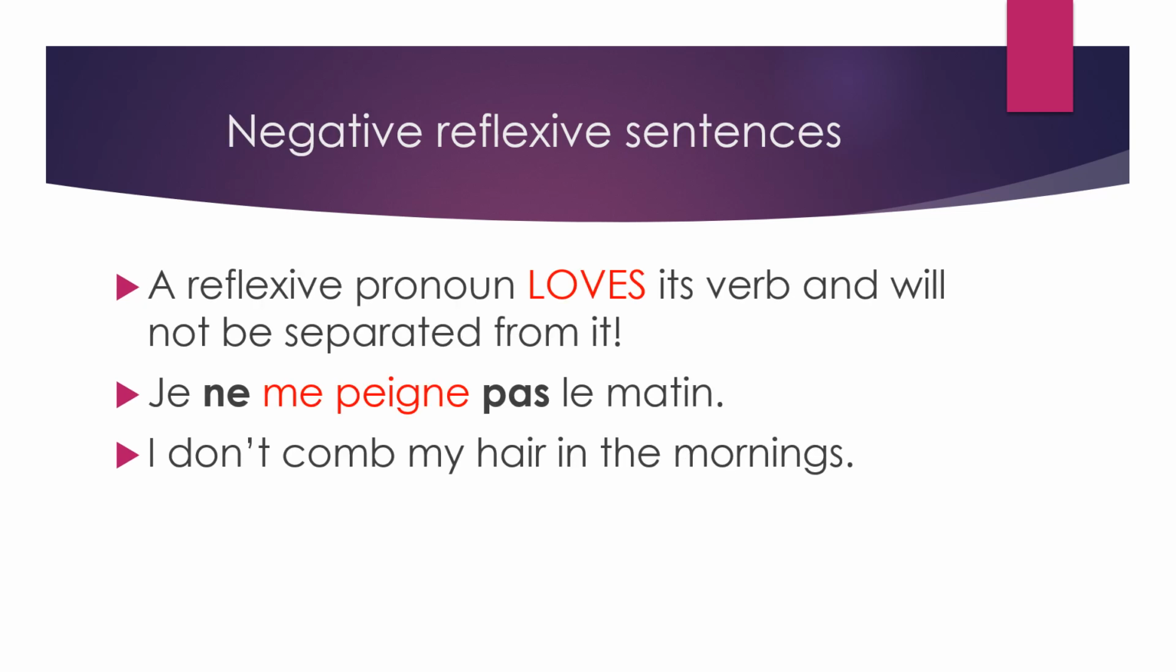Okay, so with negative reflexive sentences, it helps to remember that a reflexive pronoun loves its verb and will not be separated from it. So for example, the me reflexive pronoun will not be separated by, for example, ne. You normally want to put that ne right around the verb, baigne. You cannot do that because me, the reflexive pronoun, loves its verb. So this would be the correct word order, okay?